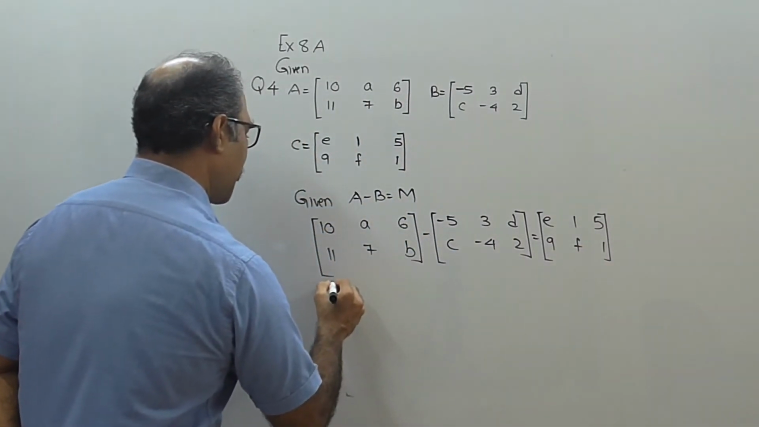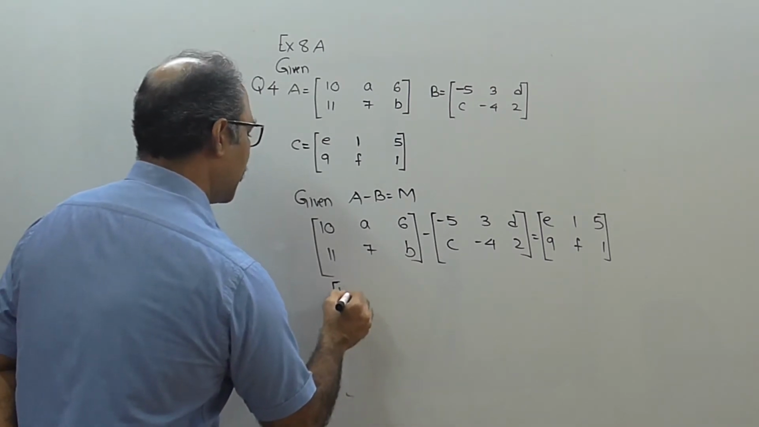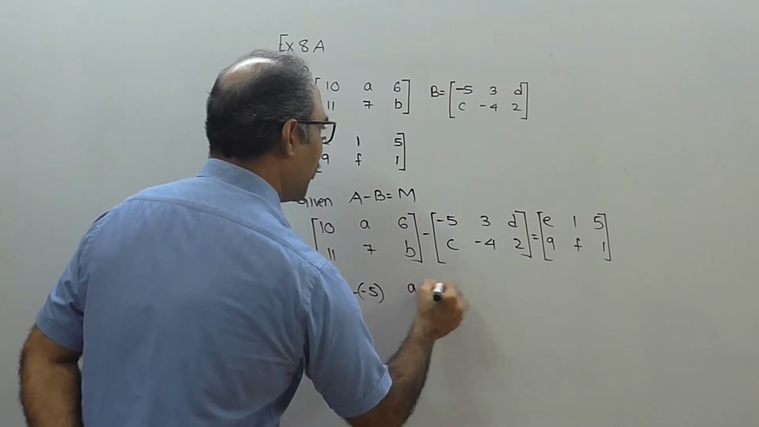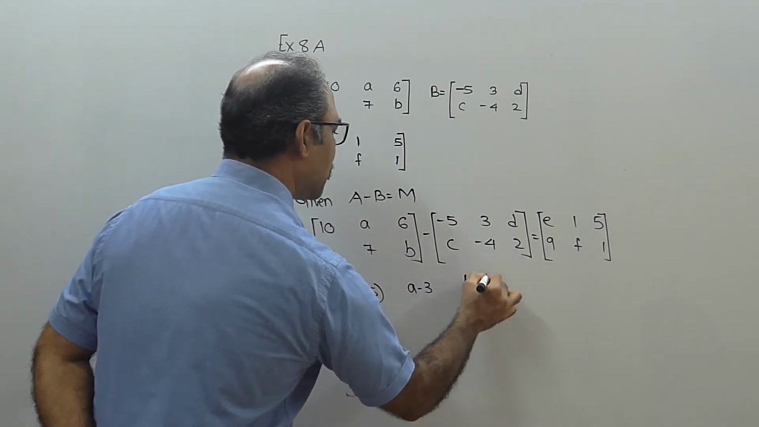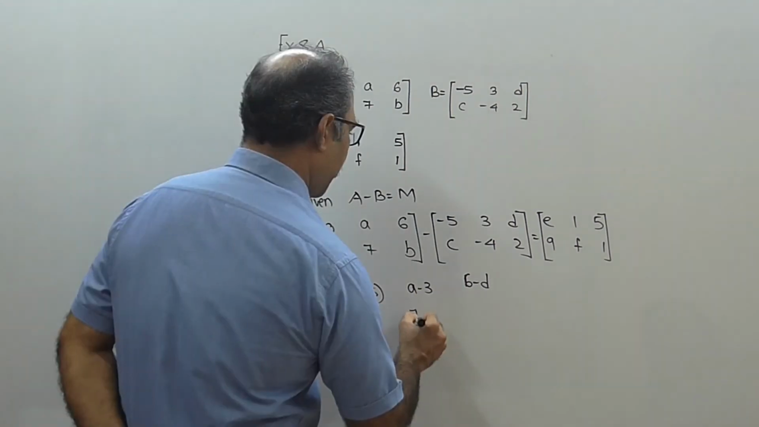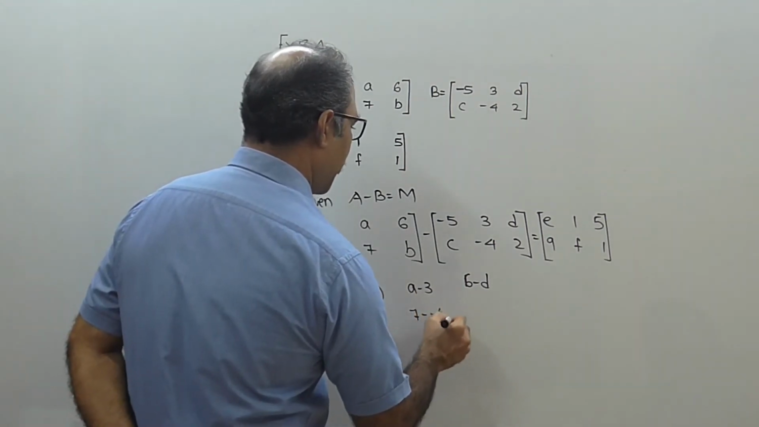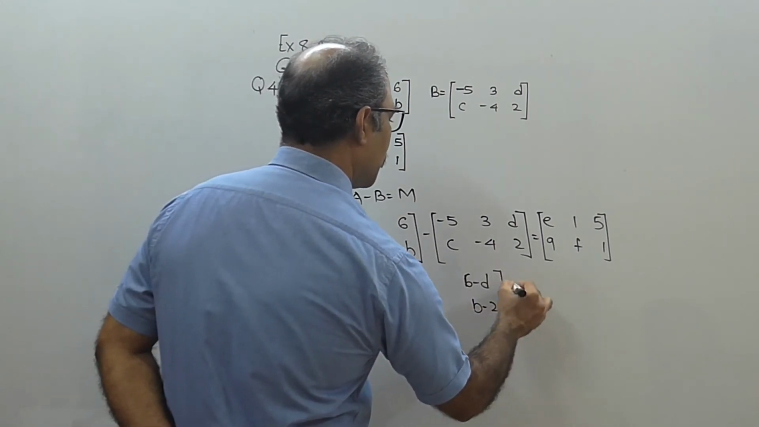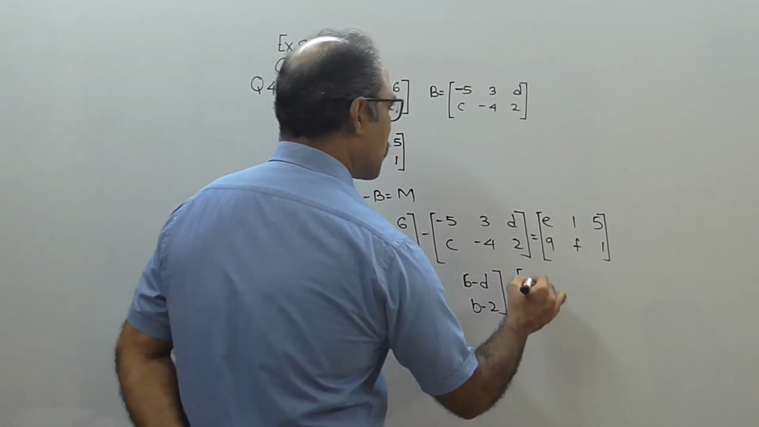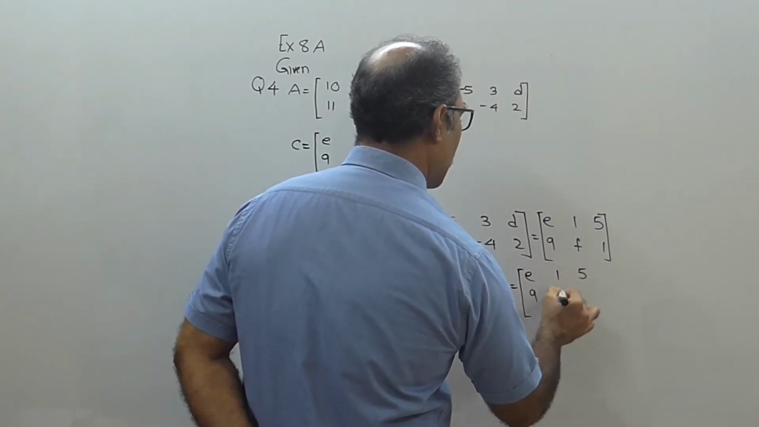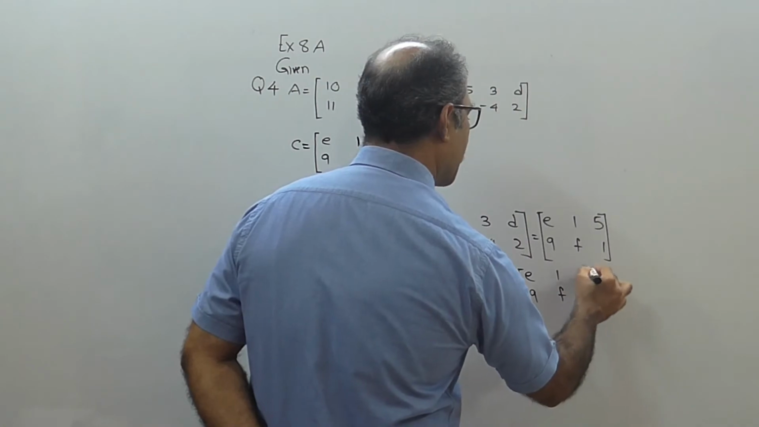So I think we can subtract. So we get 10 minus minus 5. This is a minus 3. This is 6 minus d. This is 7 minus minus 4. This is b minus 2. That is equal to [e, 1; 5, 9, f, 1].